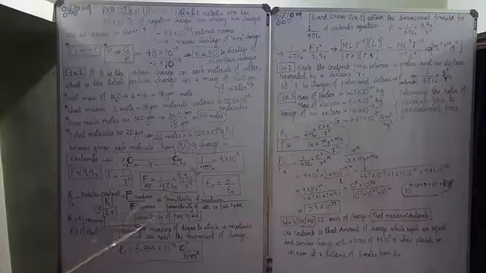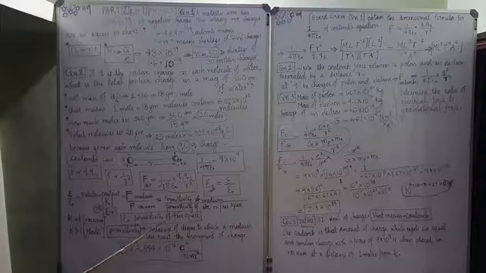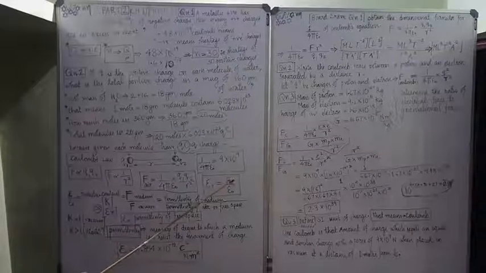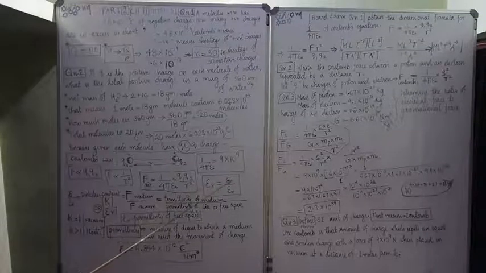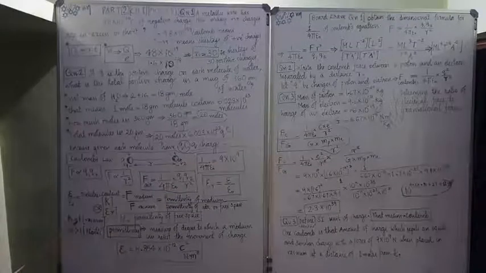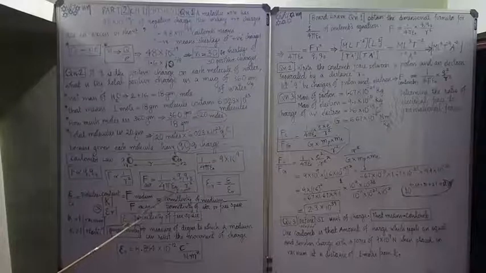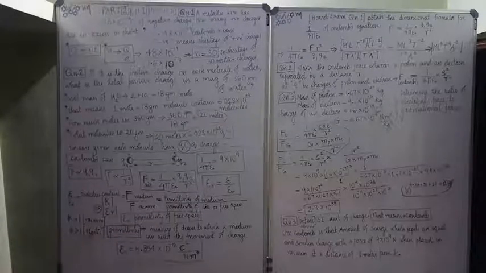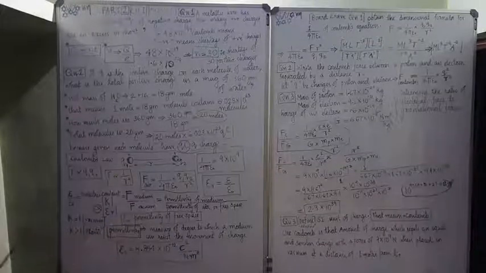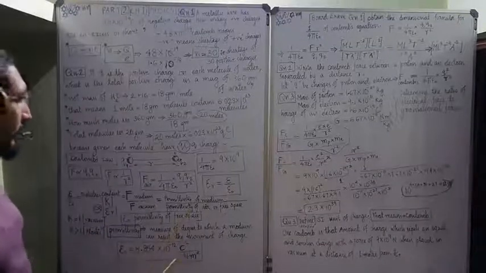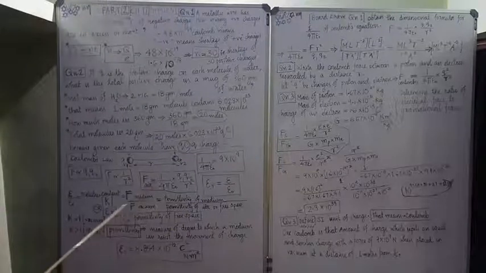Just know this basic law in free space or air: 1 by 4 pi epsilon 0 Q1 Q2 by r square. When a medium is introduced, we apply 1 by 4 pi epsilon, where epsilon 0 is replaced by epsilon, which is the basic quantity multiplied by K, the relative permittivity value, which will be greater than 1. With a problem you will get clear. At that time, I will tell how to apply all this.